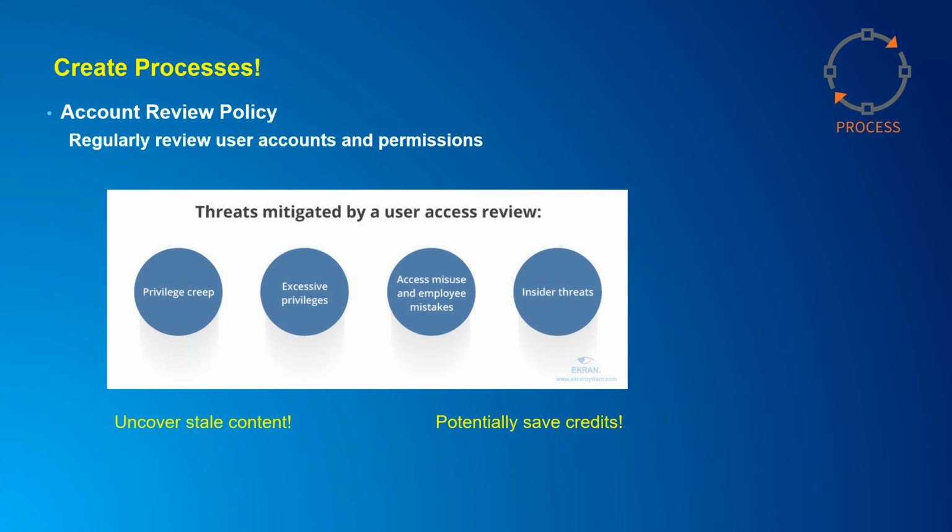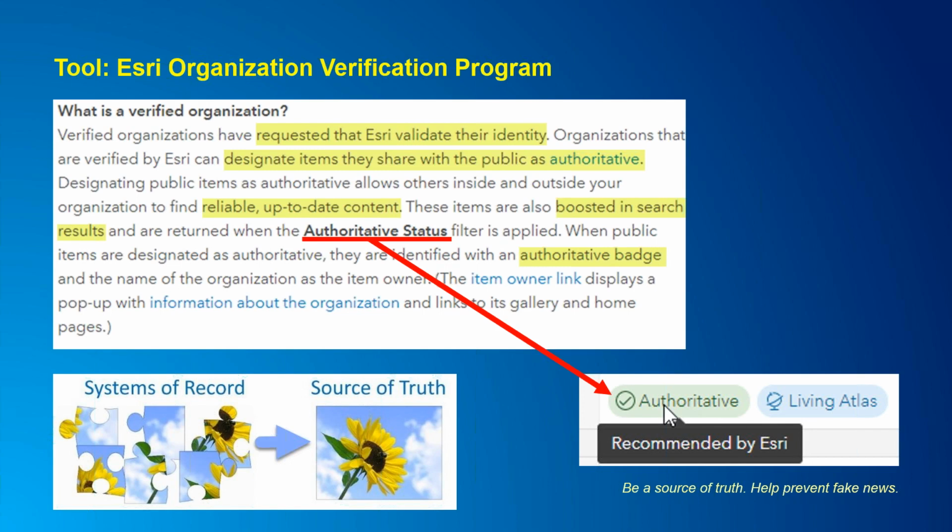But I think that this is a really important and underutilized tool that Esri offers for ArcGIS Online, and that's the Esri Organization Verification Program. And I've got a link to this at the end of this conversation here. But what that allows you to do is that Esri will validate that essentially your organization is who they claim to be. We will help to change the perception of your ArcGIS Online organization, not just as a system of record, but also as a source of truth here, for you to establish the authoritative status of the items that you publish here.